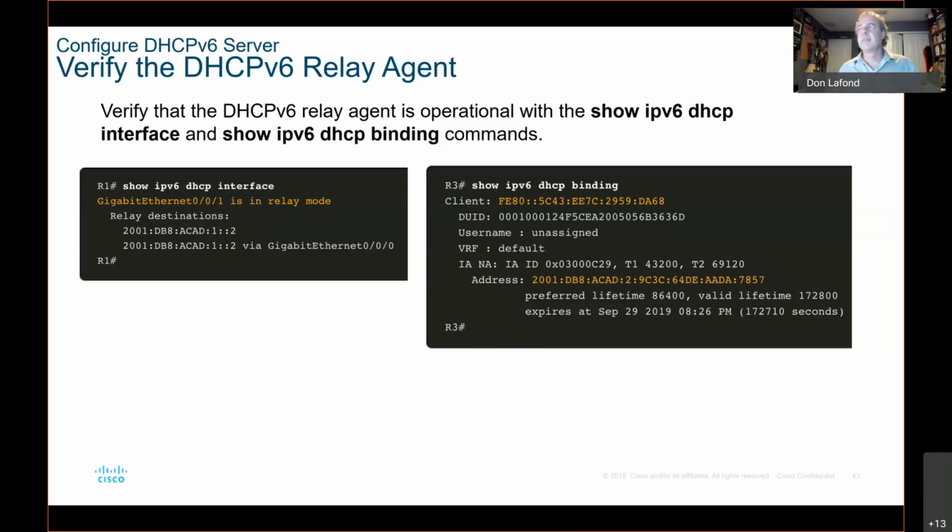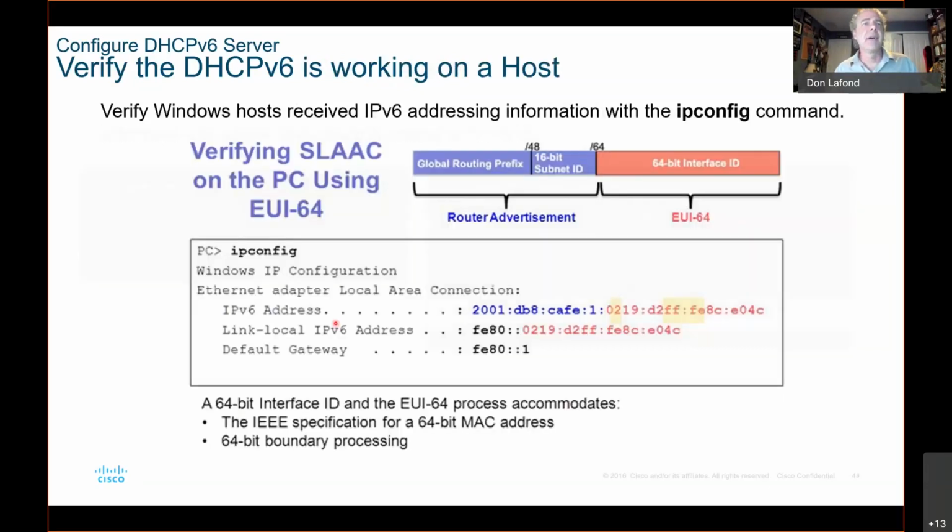And they click over here and verify the DHCPv6 is working on a host. On a host, it is working, I should say. Verify Windows host receiving IPv6 information with ipconfig. You can go to ipconfig, and then what you see here is the address.